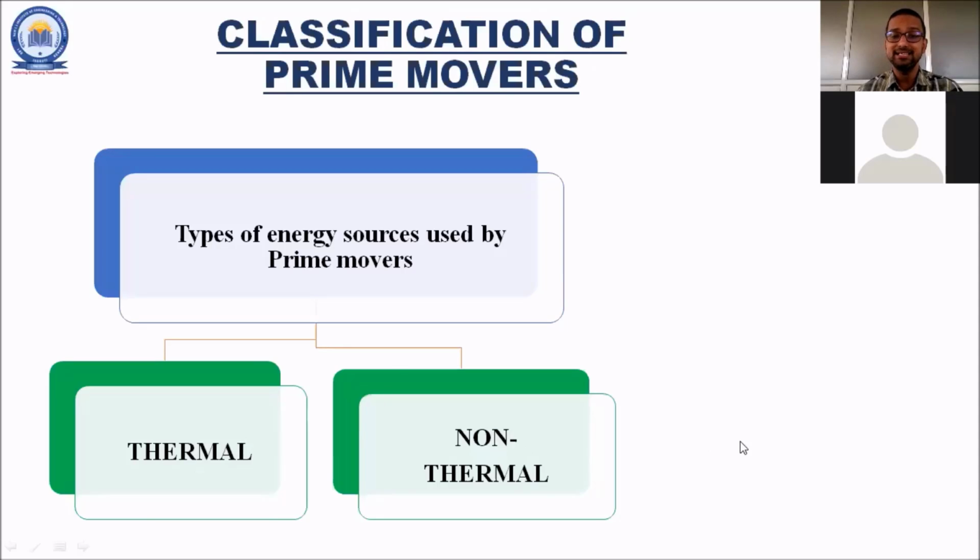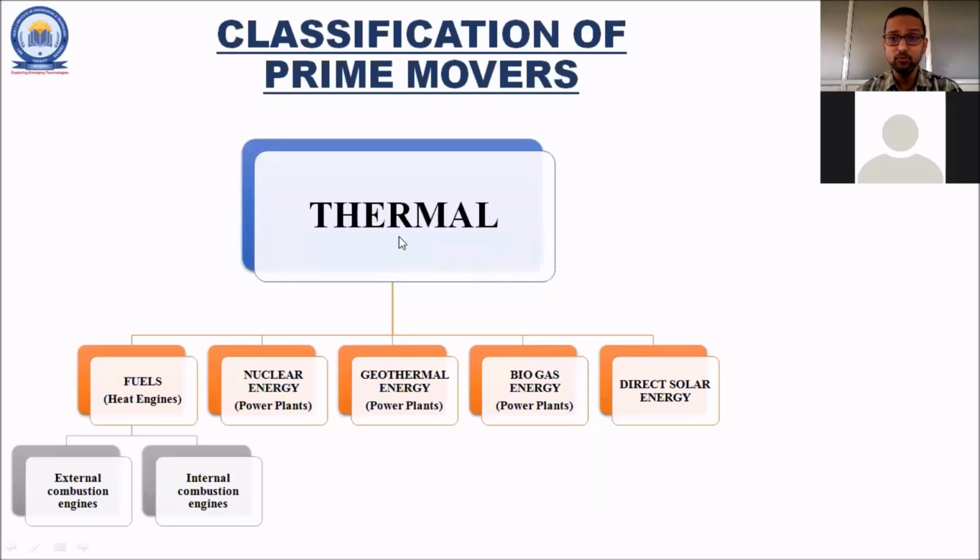Proceeding further with the classification, that is the thermal prime movers. The thermal prime movers are further divided into 5 subtopics. The first is the fuels. The examples are the heat engines, and heat engines are one of the important mechanical devices or systems for producing mechanical power. In the heat engines, we are using the fuels. We are undergoing the process of combustion, or the burning of the fuels, and likewise we are producing the mechanical energy.